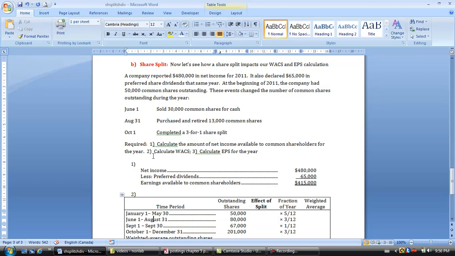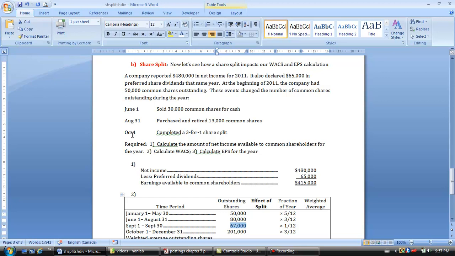So why am I ending in August? Because on August the 31st, that's when I repurchased and retired 13,000 common shares. So starting September the 1st, I now had 13,000 shares less than I had the previous period. Why? Because I bought them back from my shareholders. So I took common shares off my books. So the number of common shares I got off my books were 13,000. So that means I have 67,000 out there now in the marketplace.